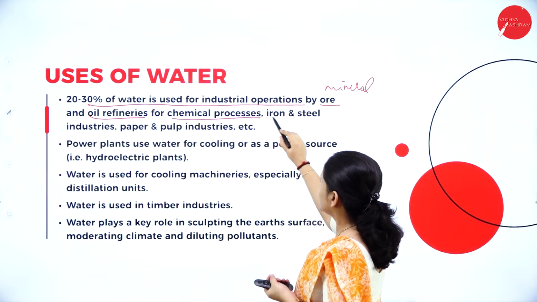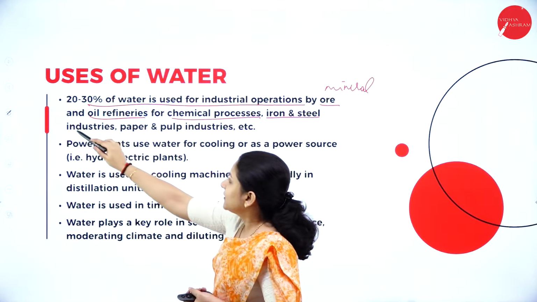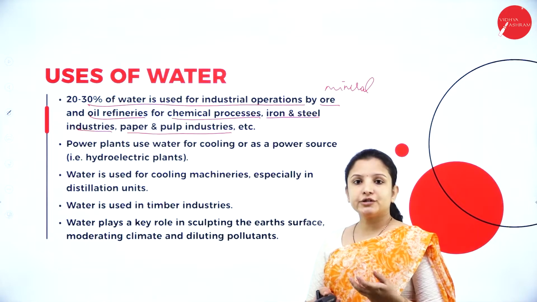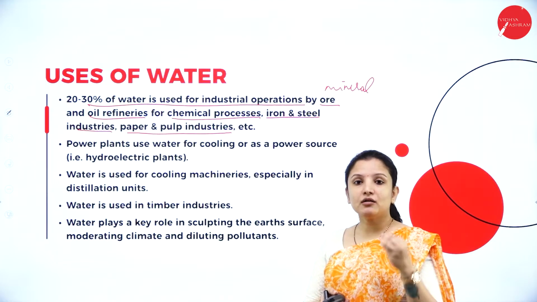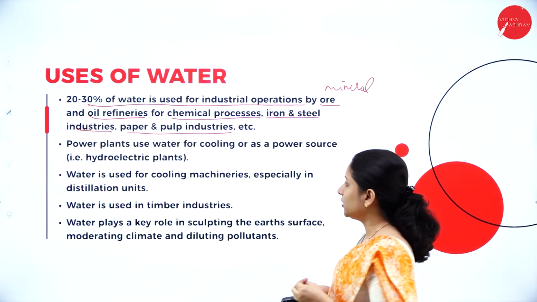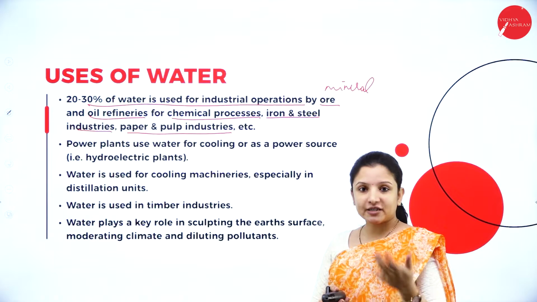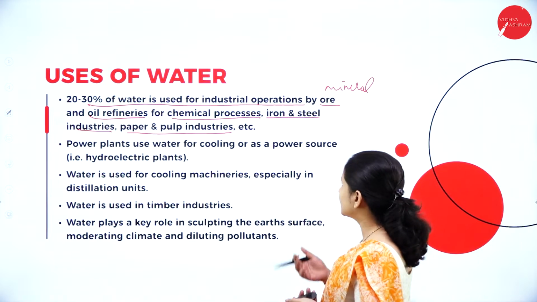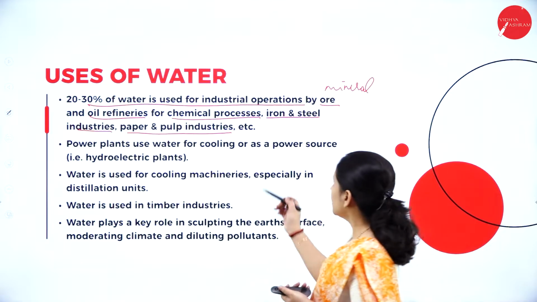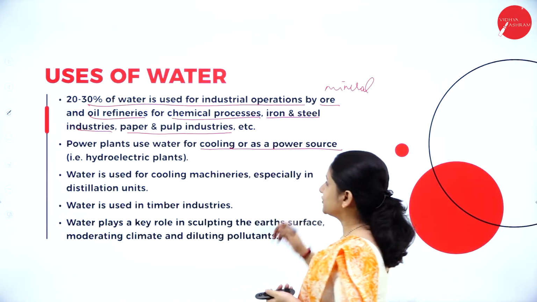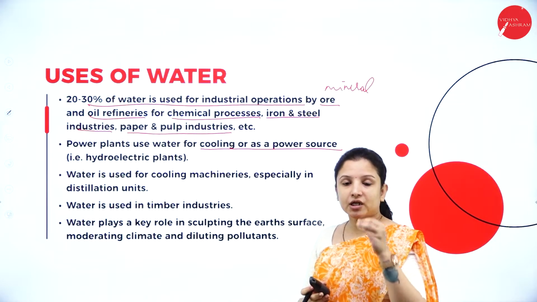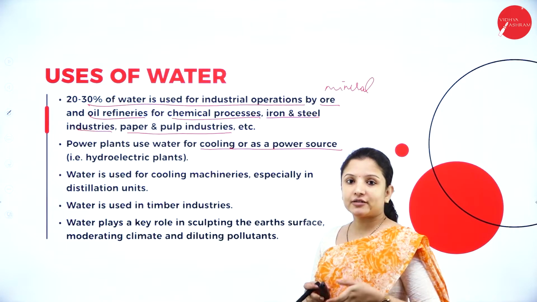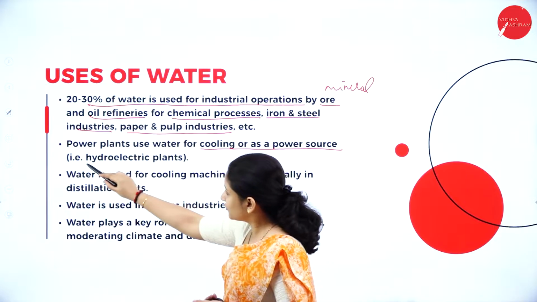They are also used in iron and steel industries, in paper and pulp industries, and in the timber industries. So, there are a lot of uses of water here. And not just that, various power plants, that is the thermal power plants and the hydroelectric power plants, also use water for cooling or as a power source. For cooling a particular equipment water is needed, and in hydroelectric plants water is the main source. Why?